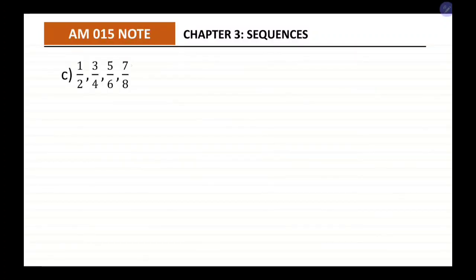So the n term for this sequence is negative 2 to the power of n. We go to question C. Question C, given sequence in ratio 1/2, 3/4, 5/6, 7/8. For this type of question, we must separate the numerator and denominator. Okay, first, we take out the sequence for the numerator. The sequence is 1, 3, 5, 7.